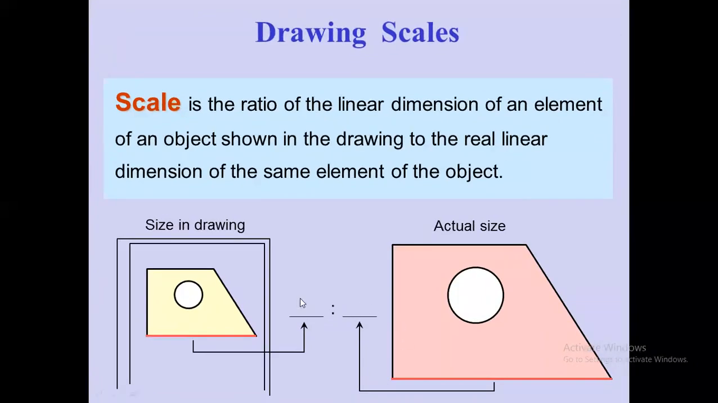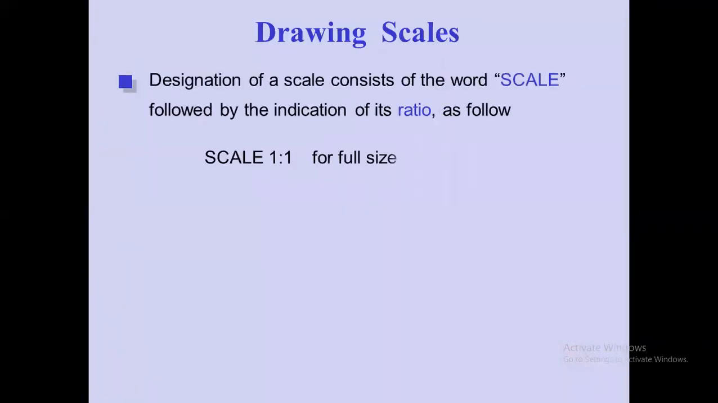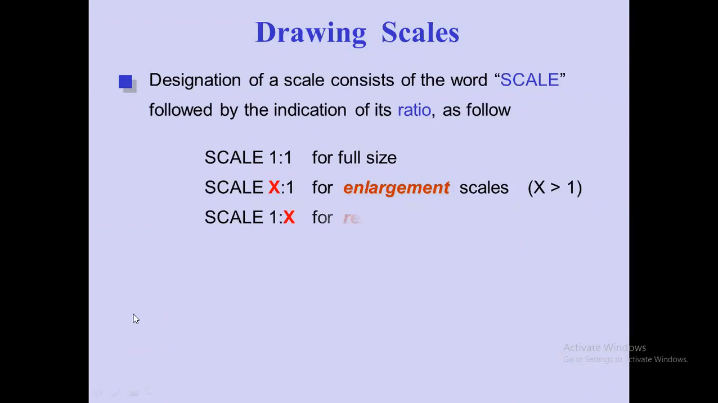See, here it is 1 and it is 0.5, like this: 1:0.5, that is the scaling dimension. The big component is reduced to a small drawing, and a small component is increased to a big drawing. 1:1 is full scale, as with the mobile I gave as an example. If the mobile is a normal size, I can easily draw the same size in the drawing sheet. Enlarging means I am going to increase the drawing. Reduction means I am going to decrease the drawing. If I draw the same mobile in a very small size, it is called reduction. If I draw it in a big size, it is an enlarging scale.